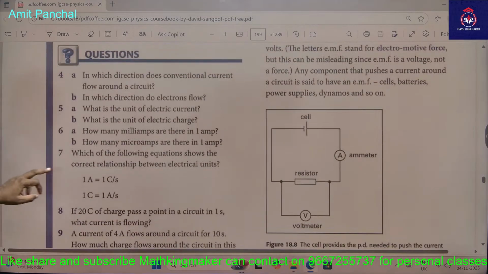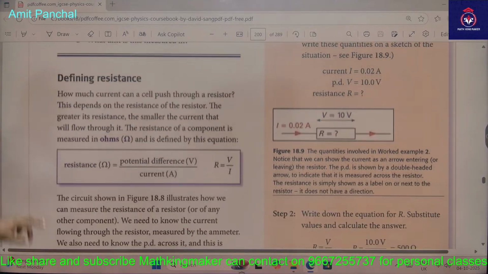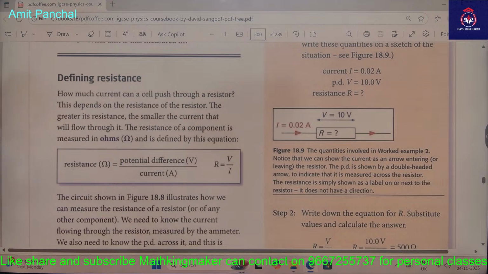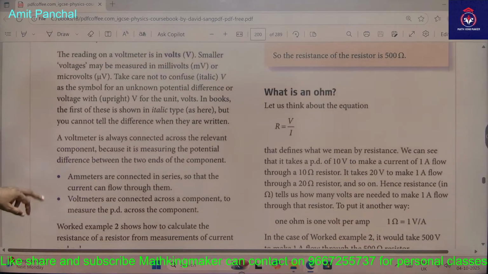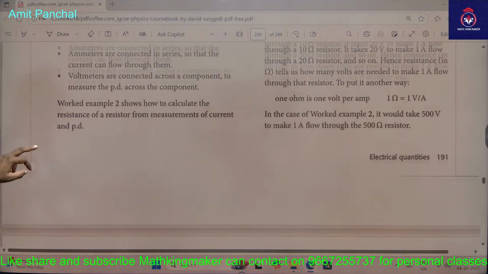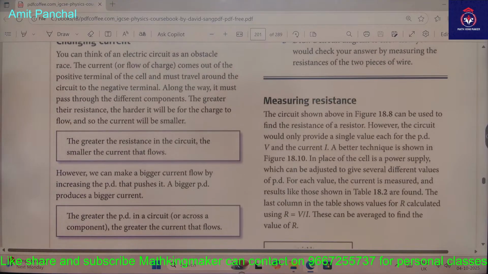Electrical resistance, we already did it. Defining resistance, by Ohm's law it is V by I, it's a constant value. Resistance is always measured in ohms. As you have greater resistance, current will be less. As you have lower resistance, current will be more.